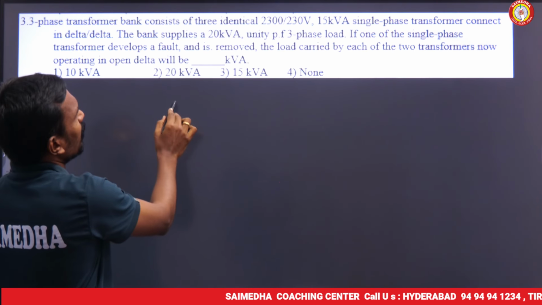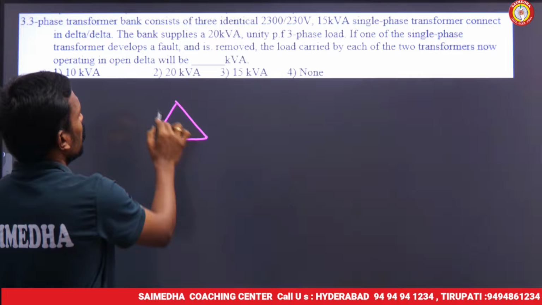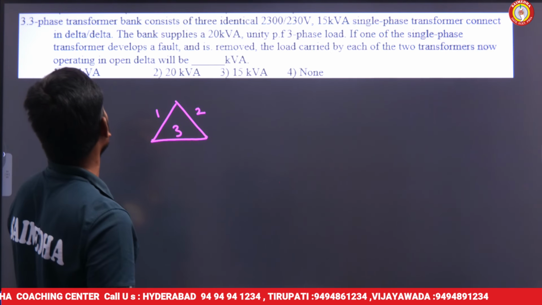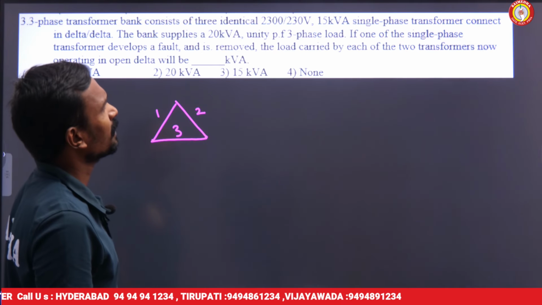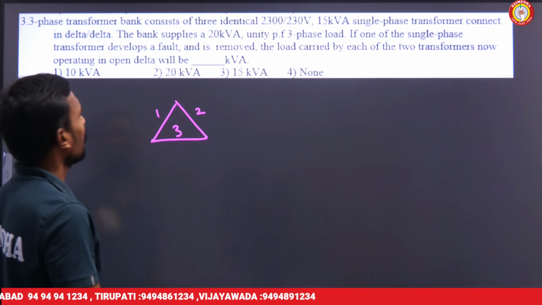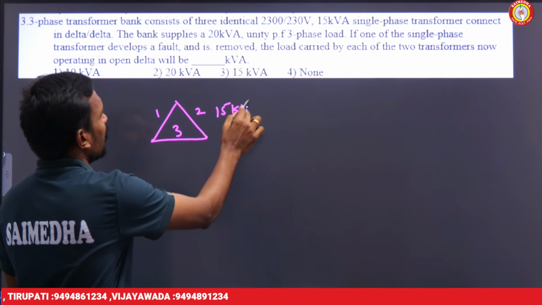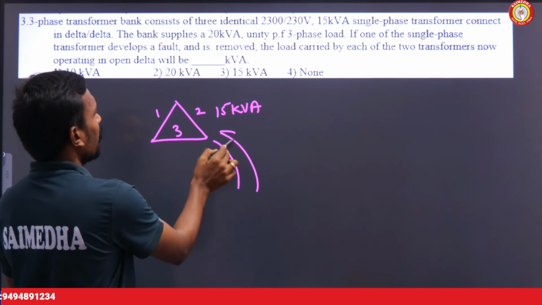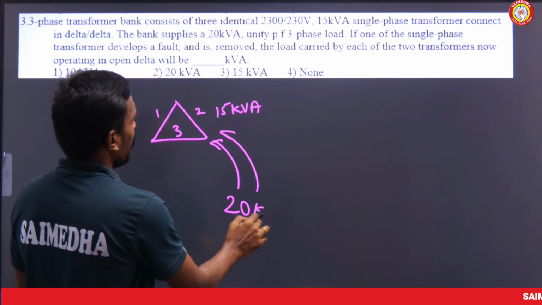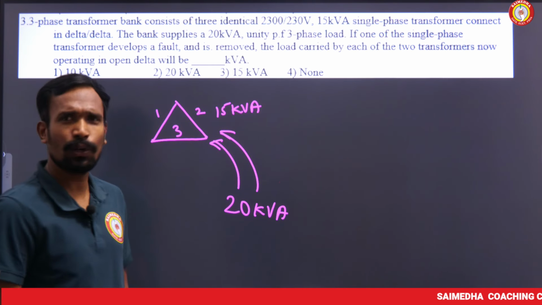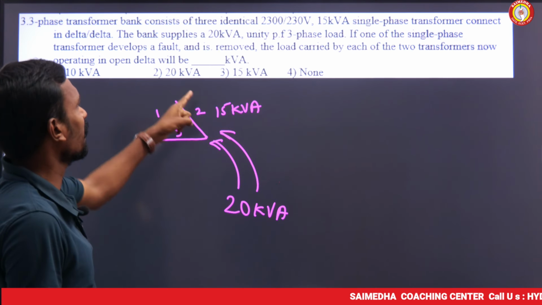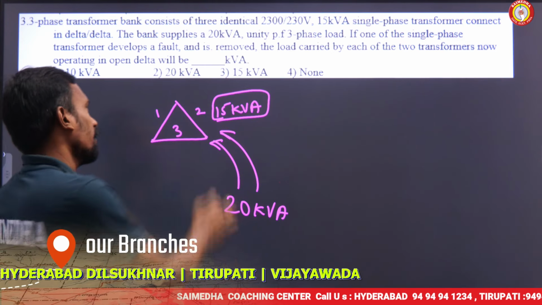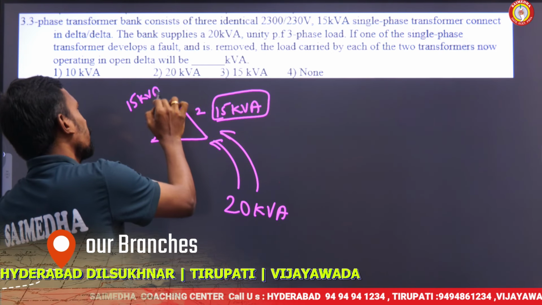A three-phase transformer bank consists of 3 identical 15 kVA single-phase transformers connected in delta-delta. The bank is supplying a 20 kVA load. Here 3 single-phase identical transformers are there, each rating of 15 kVA, 15 kVA, 15 kVA.